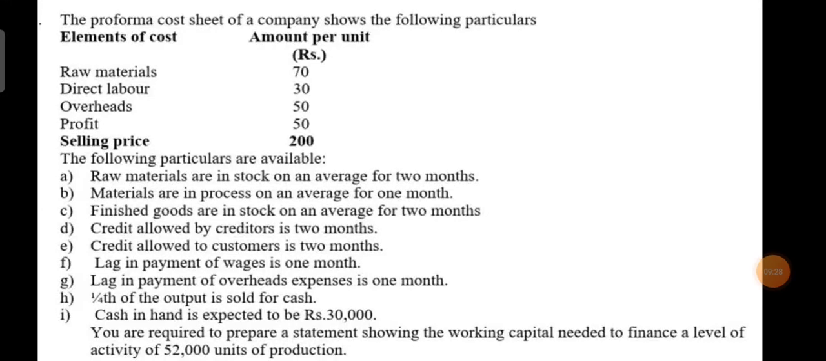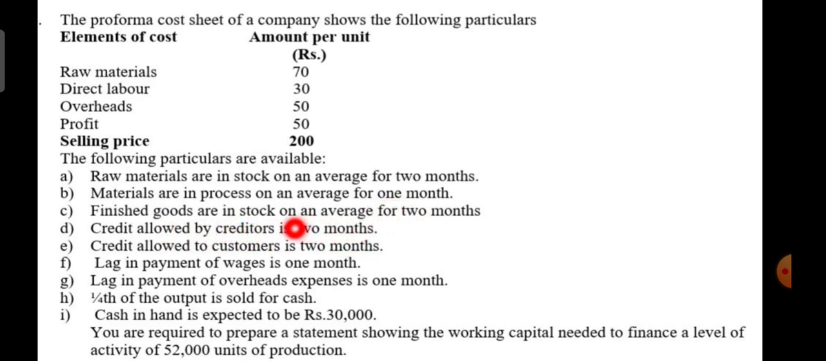Next, problem number 6. The pro forma cost sheet of a company shows the following particulars. Raw materials 70 rupees per unit, direct labor 30, overheads 50, profit 50, total selling price is 200. Raw materials are in stock for 2 months. Materials are in process on an average for 1 month. That means work in progress is there for 1 month. Finished goods 2 months.